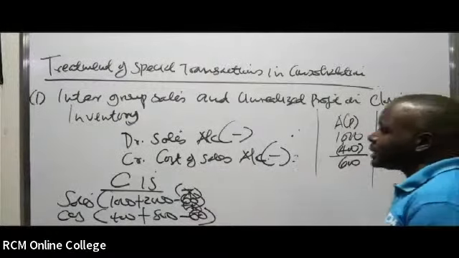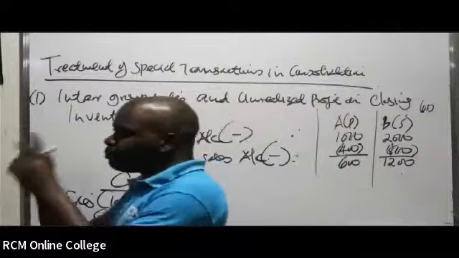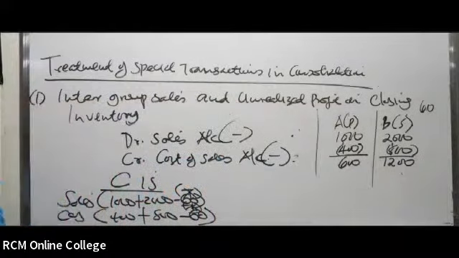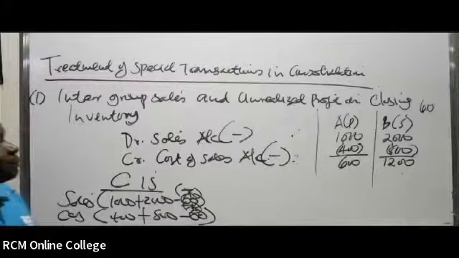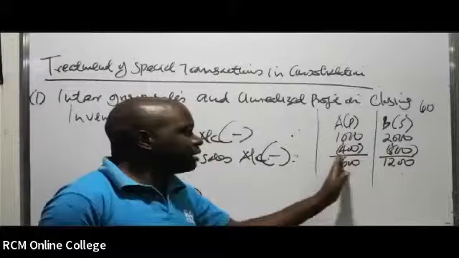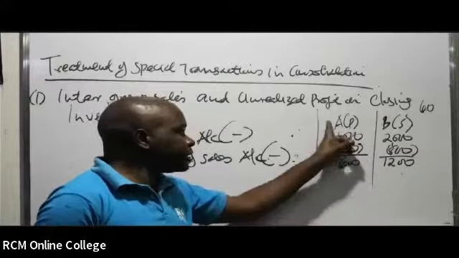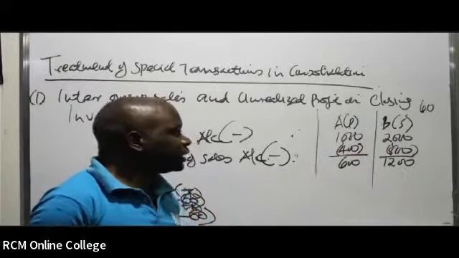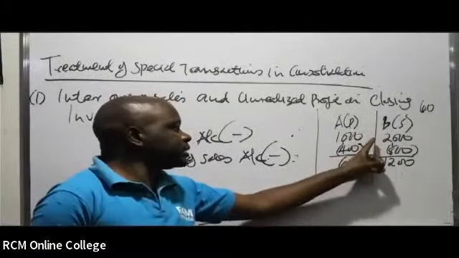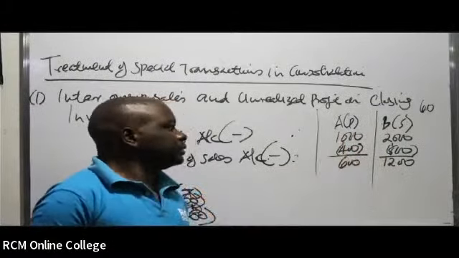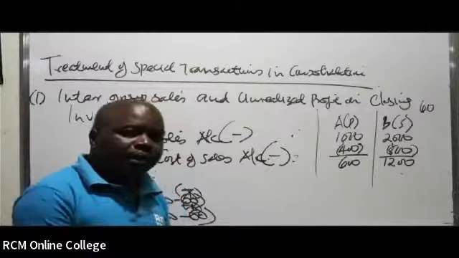And therefore, if there's an intergroup sale where a member of the group sold goods to the other member, you have to deduct from the cost of sales and also from the sales. That's what will happen. That's how the question is normally framed. In the question, you are given the income statement line by line for the two companies, the parent company and the subsidiary. Then you are told B sold goods worth 60 to A.